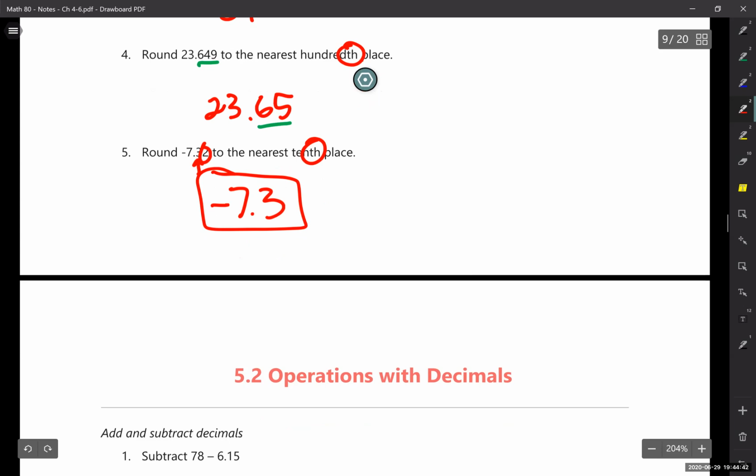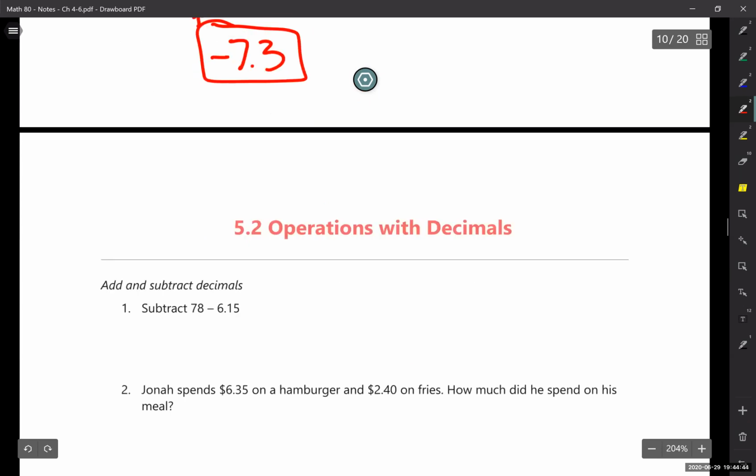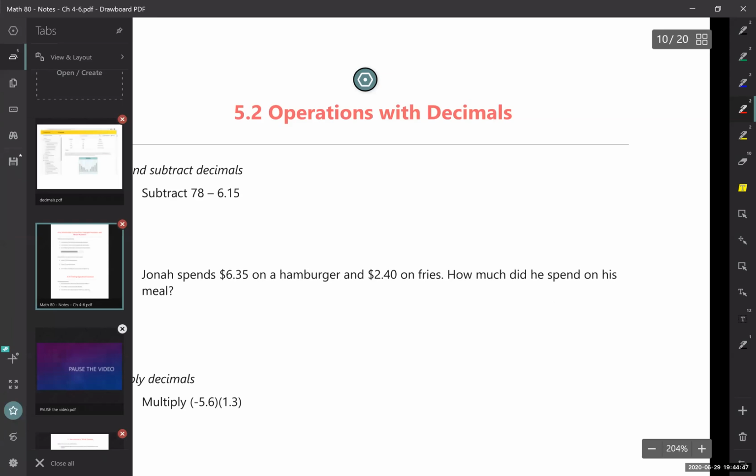All right, so we're going to get into some operations with decimals after the break.